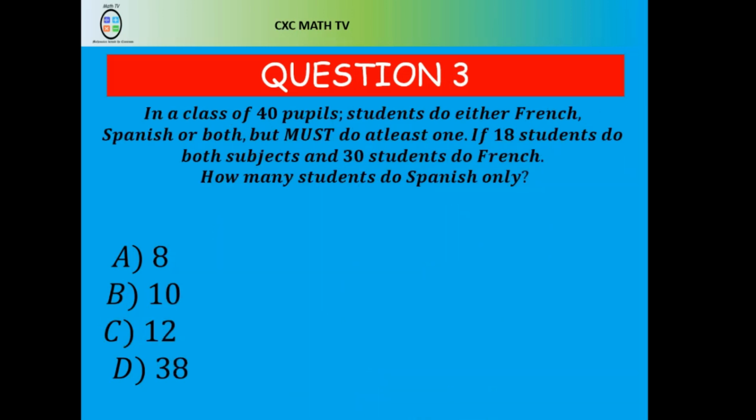Easy. So question 3, I want you to go ahead and pause the video and attempt this question. In a class of 40 pupils, students do either French, Spanish, or both, but must do at least one. If 18 students do both subjects and 30 do French, how many do Spanish only? Pause the video and attempt.